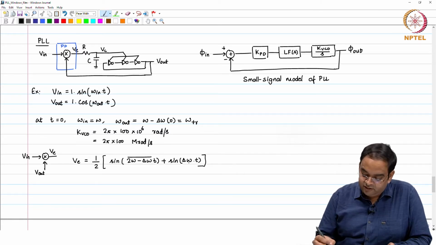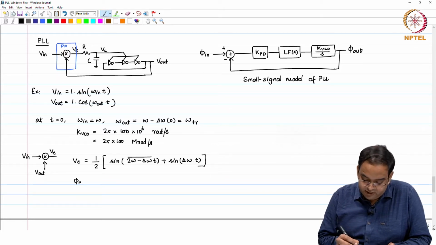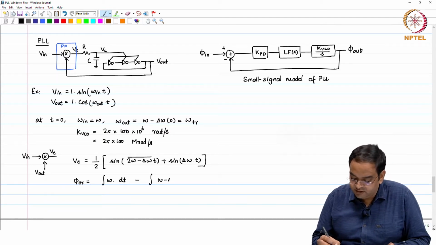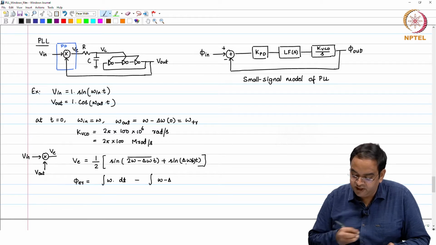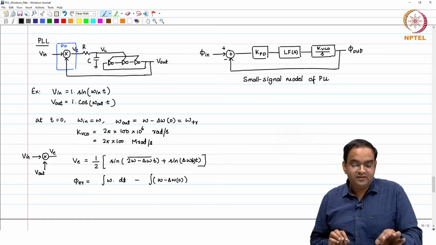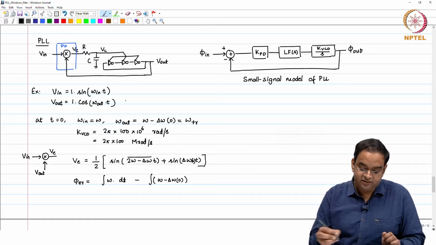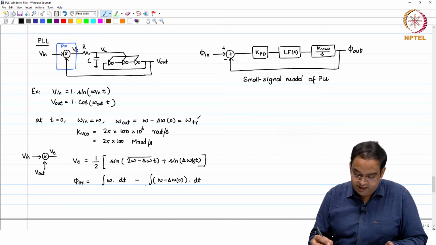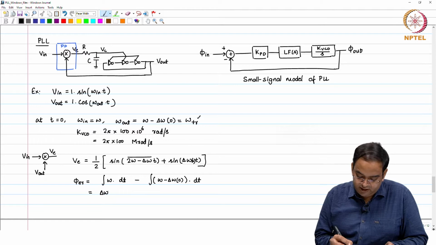The phase error which we want to calculate between the input and the output is equal to the input phase, which is omega times t, minus the output phase, which is omega times, by the way, this is delta omega 0. We are treating this in open loop, which means that V in and V out are fixed signals, given with the frequencies as given here times t. So, what you are going to get here is delta omega 0 times t.